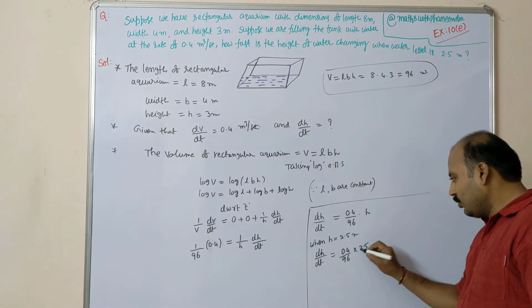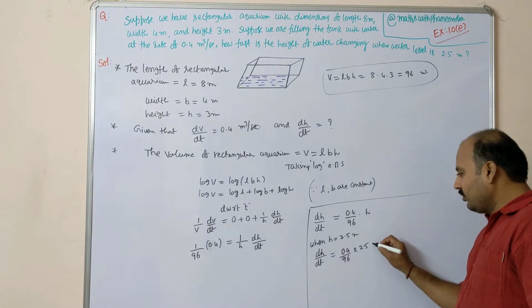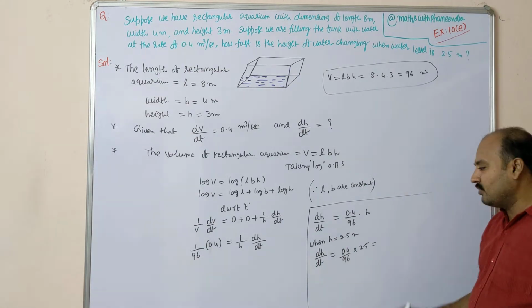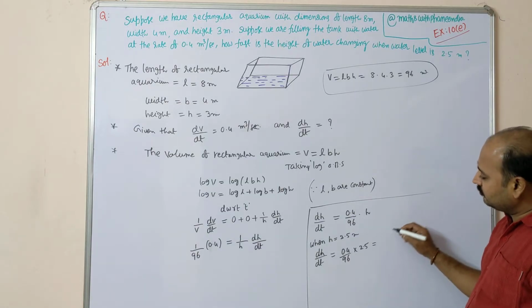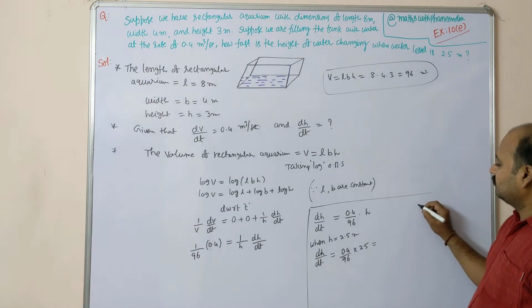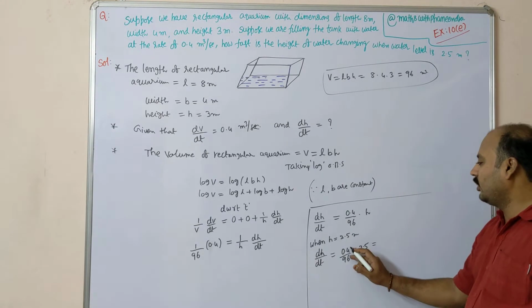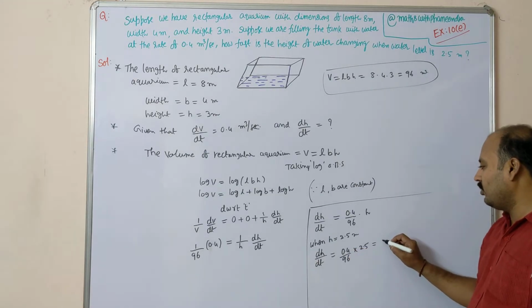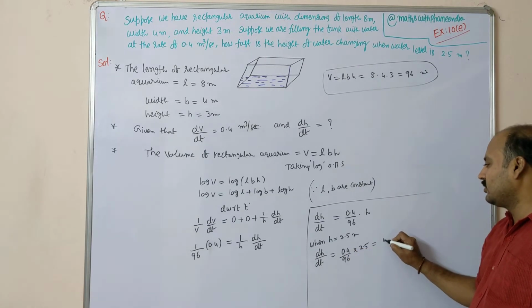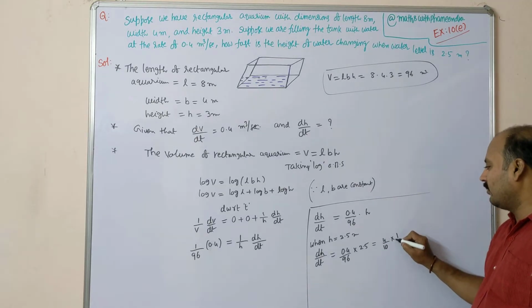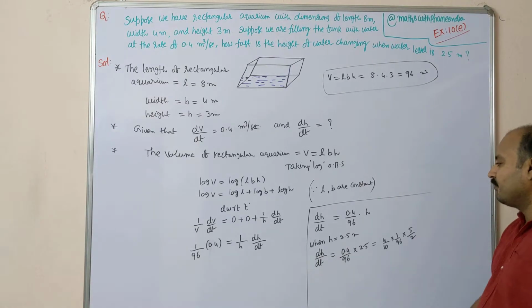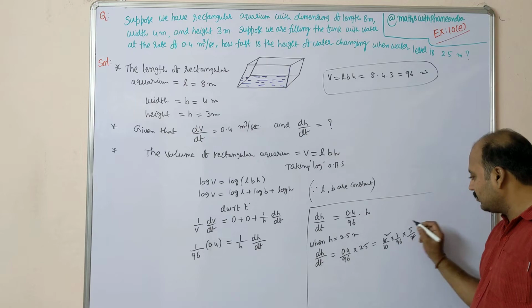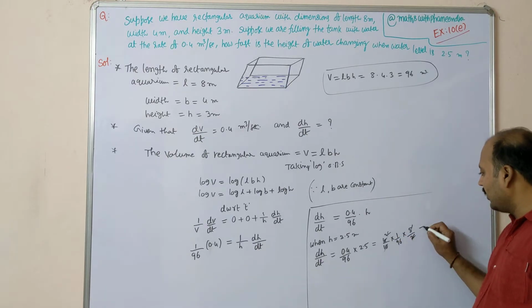So here 0.4 into 2.5, we need to multiply. So here 24 times will be 0.4. 0.4 means 4 by 10 into 1 by 96. 2.5 means 5 by 2 only. So here 2 2's. So 1 by 96.